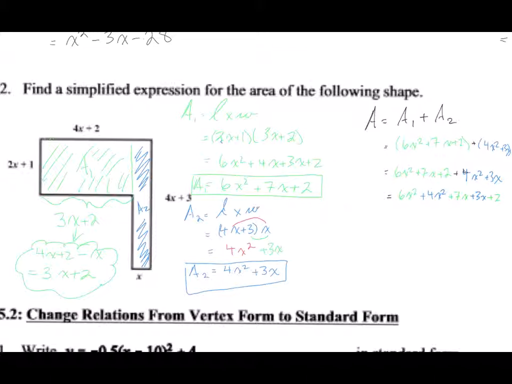So now let's bring the like terms together. 6x squared plus 4x squared is just 10x squared. And then 7x plus 3x is going to give us 10x. And then finally, we have left over just plus 2, so we'll just tack that on the end. And that is our total area, 10x squared plus 10x plus 2. And that's our simplified expression that we're looking for.